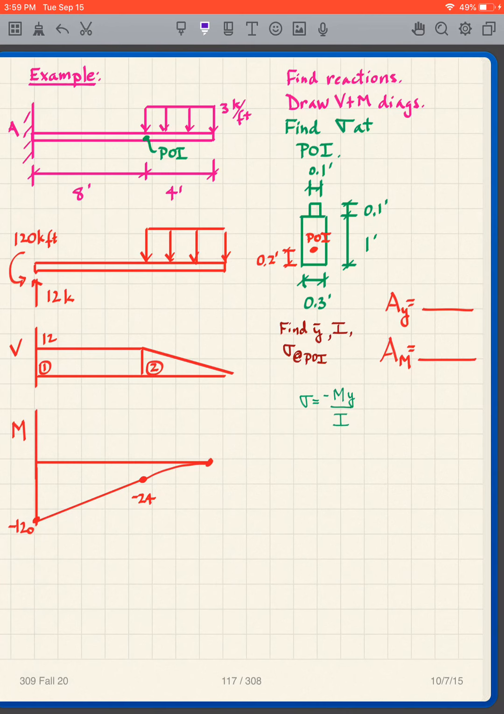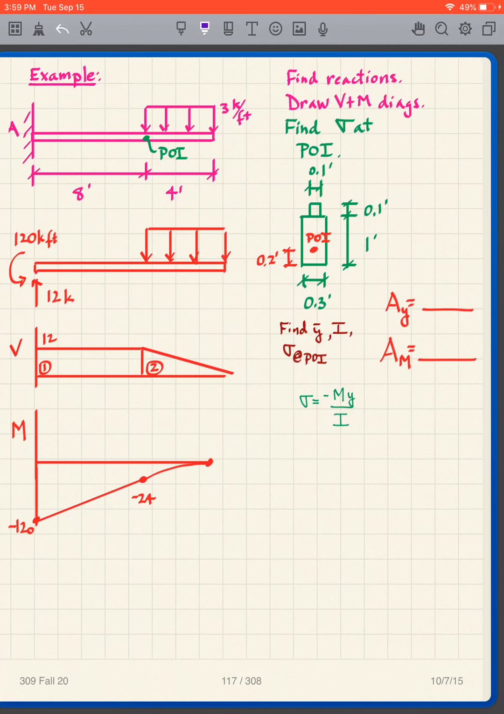Okay, so I want you to do this one. I've done much of it for you already. I say find the reactions, draw the shear and bending moment diagrams for this, which I've done. Got the reactions here. You should make sure you can do that.